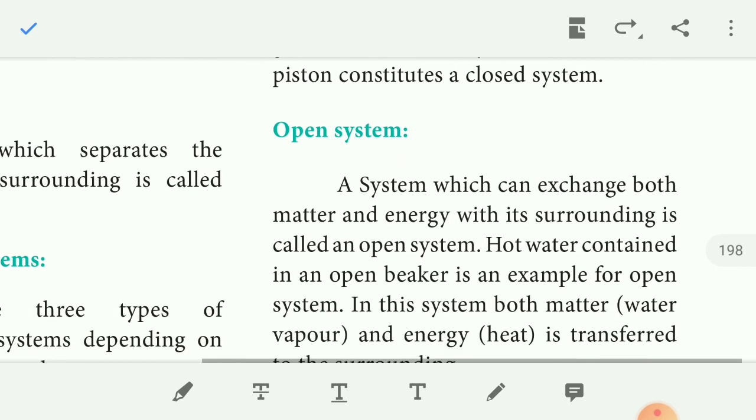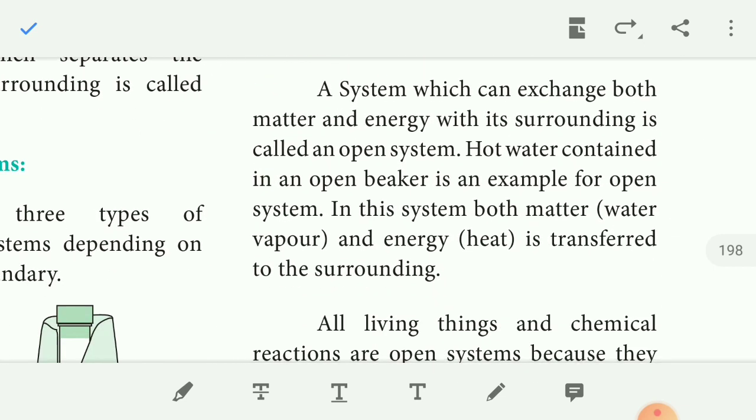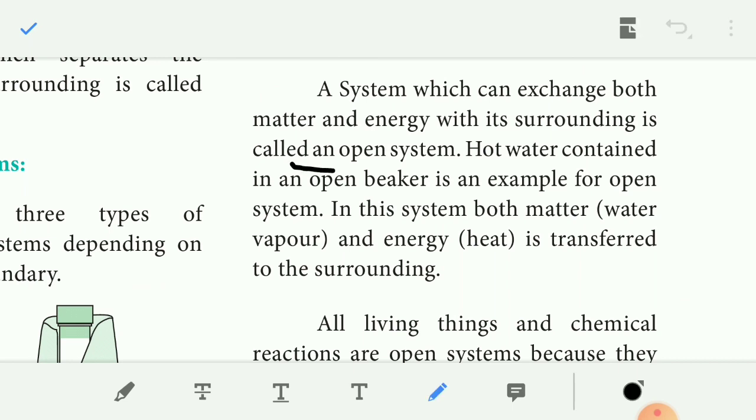The next one, open system. A system which can exchange both matter and energy with its surroundings is called an open system. Hot water contained in an open beaker is an example of an open system. In this system, both matter, that is water vapor, and energy, that is heat, are transferred to the surroundings.